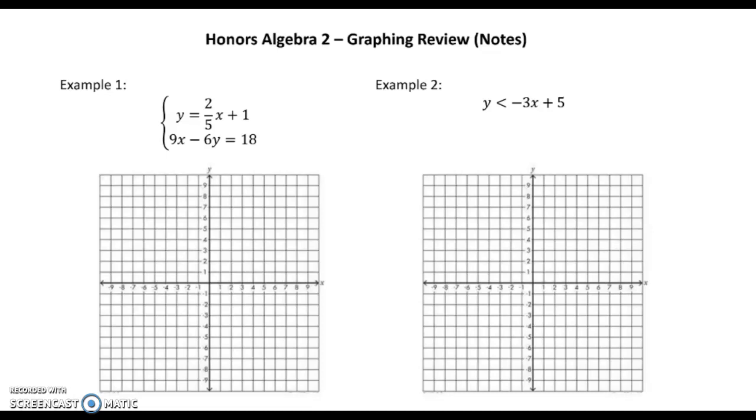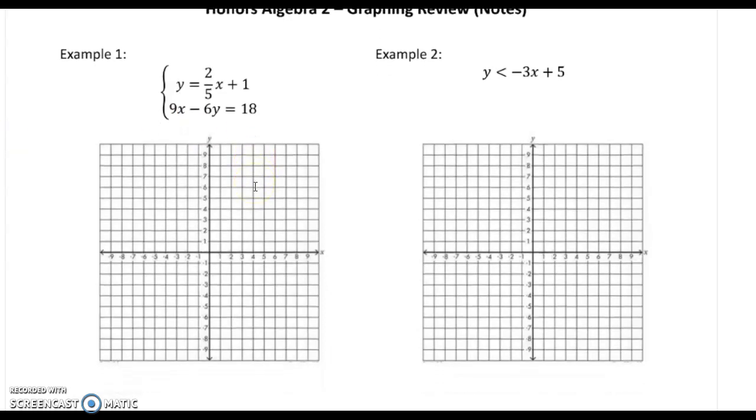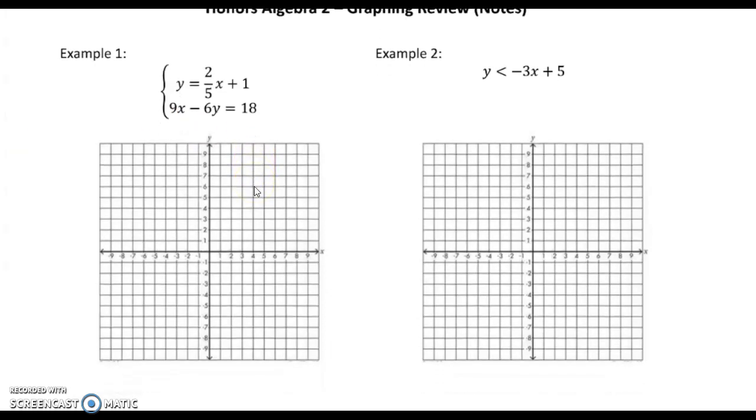Today we are working on a review of some basic graphing concepts that come from Algebra 1 and geometry. So on this first example, example 1, we have two lines. The first line is in slope-intercept form.